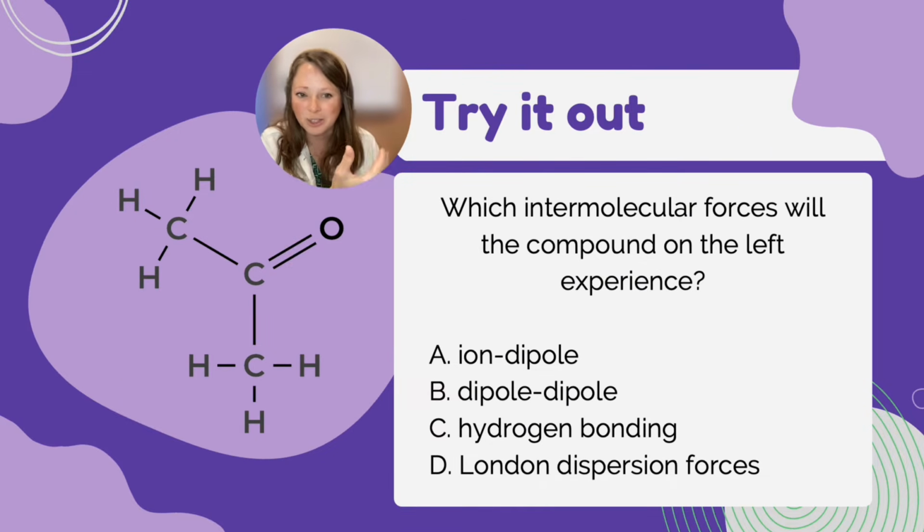This compound is actually acetone. It's the compound in nail polish remover. So obviously, when I have multiple molecules of acetone, we are going to experience dipole-dipole interactions and London dispersion forces. If the acetone were dissolved in water, then we would also experience hydrogen bonding. But again, for hydrogen bonding to occur, we have to have hydrogen with that partial positive charge. So hydrogen has to be in a polar bond.